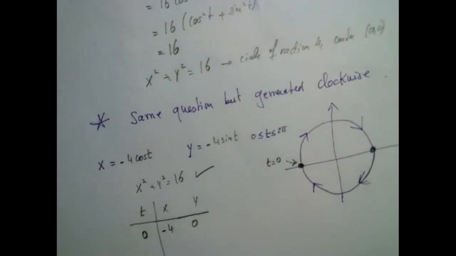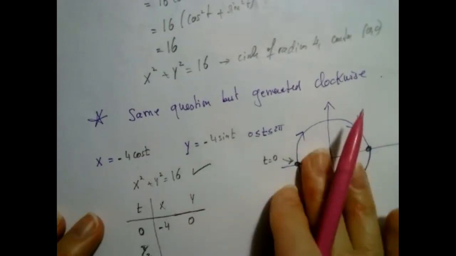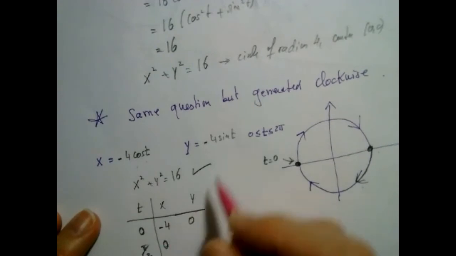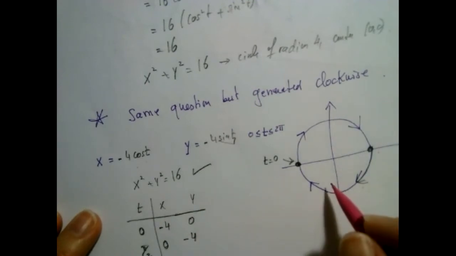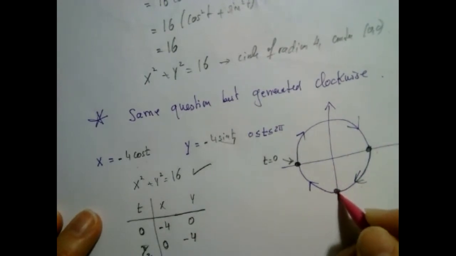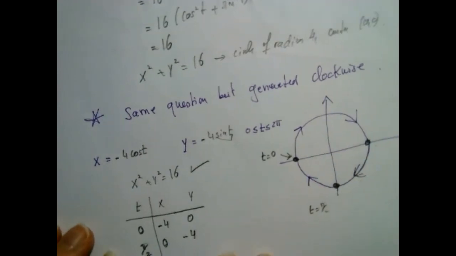Okay, according to the scenario, at t equal to pi over 2, so I'm going to follow that. I'm going to get minus 4 cosine pi over 2, I'm going to have a 0. Sine pi over 2 is 1, I'm going to have minus 4. So at t equal to pi over 2, I'll have 0, minus 4. So is it working? No. No. How do you tweak it?